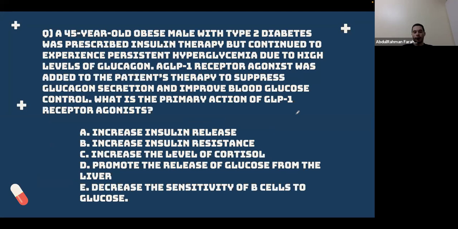Okay. A 45-year-old obese male with type 2 diabetes was prescribed insulin therapy, but continued to experience persistent hyperglycemia due to high levels of glucagon. A GLP-1, or an agonist for glucagon-like peptide 1 receptor, was added to the patient's therapy to suppress glucagon secretion and improve blood glucose control. What is the primary action of glucagon-like peptide 1 receptor agonists? Increase insulin release. Any other answers?